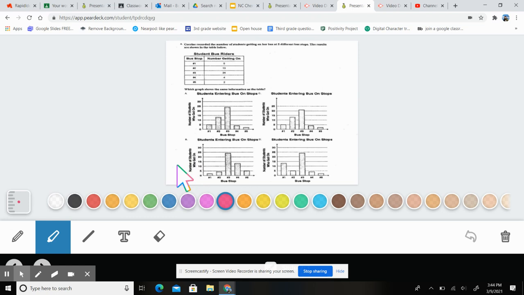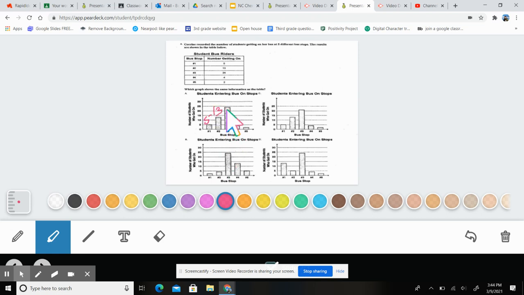I think one really great strategy is just to make sure that you're noting how much each bar is worth. So we're talking about the number of students who got on a bus at bus stop number 1, 2, 3, 4, and 5. For this bar, it goes all the way up to the 5, so I'm just going to jot down 5 here. And then for this bus, it's past the 10, but below the 15, so I'm going to jot down 13.